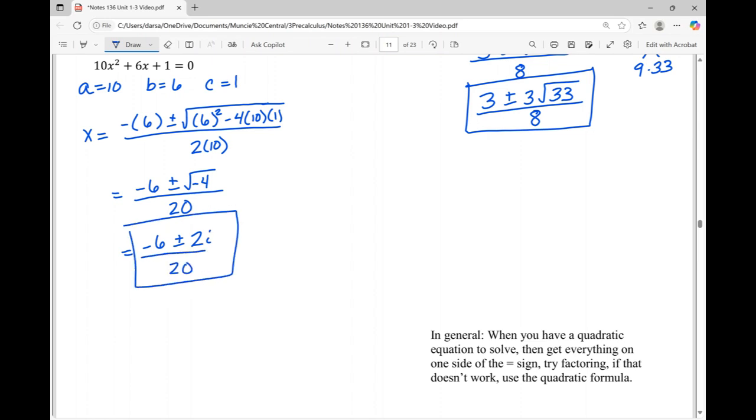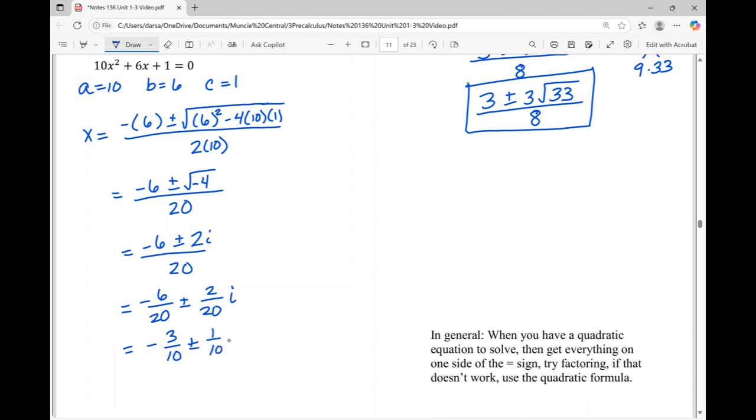Now, is this our final answer? Is this an appropriate answer for a test, or will MyOpenMath take this? No, it will not. Remember, it has to be in the form number plus or minus number i. So we need to take this 20 and uncommon denominator. Remember how to do that? We're going to do negative 6 over 20 plus or minus 2 over 20, and we'll put the i after it. So think about it as adding and subtracting with common denominators, but we're reversing the process. Now we can reduce our fractions, and we get negative 3/10 plus or minus 1/10 i.